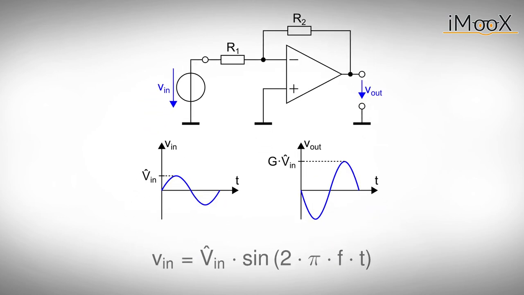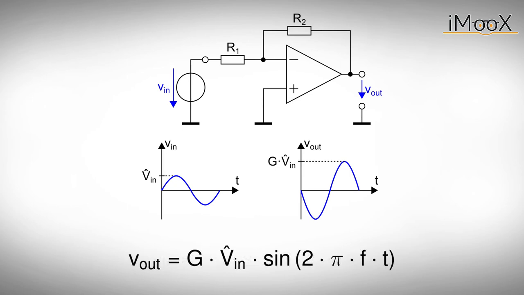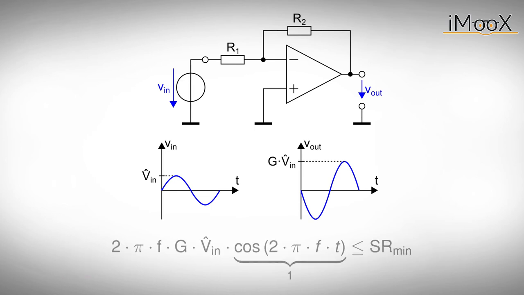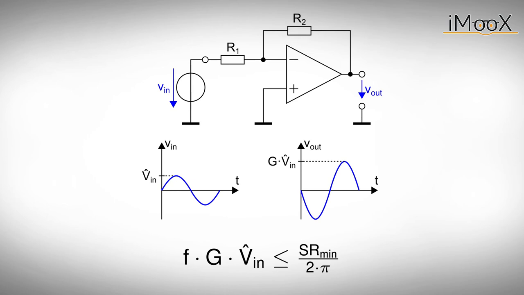We consider our trusty inverting amplifier and apply a sinusoidal input signal. Multiplying Vin with the gain gives the output voltage. The change of output voltage with time must be lower than the minimum slew rate. To obtain the change in output voltage, we calculate the derivative with respect to time. For the maximum change in output voltage, we can set the cosine to 1. If either the frequency, the gain, or the input signal amplitude is given, the slew rate puts a limit on the product of the other quantities. So plan ahead carefully and use those data sheets to pick the right operational amplifier.